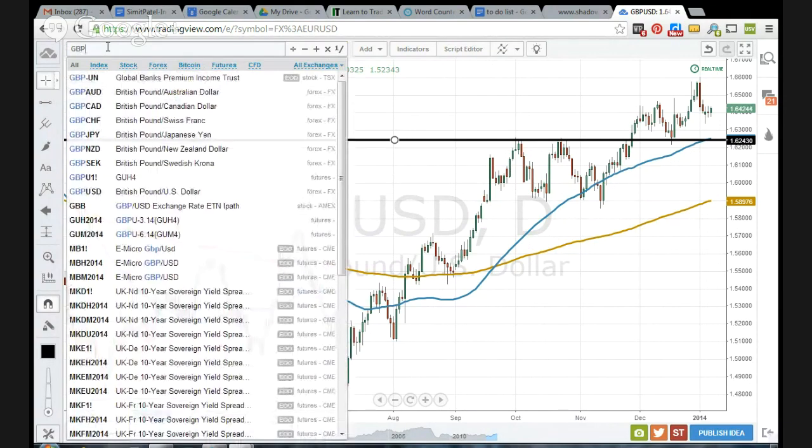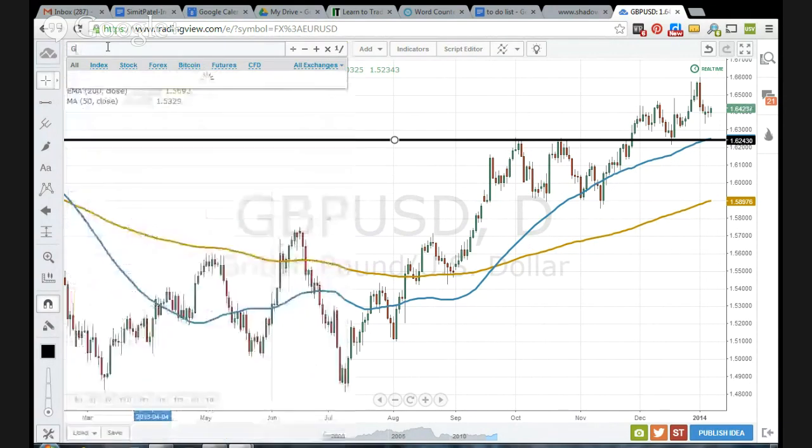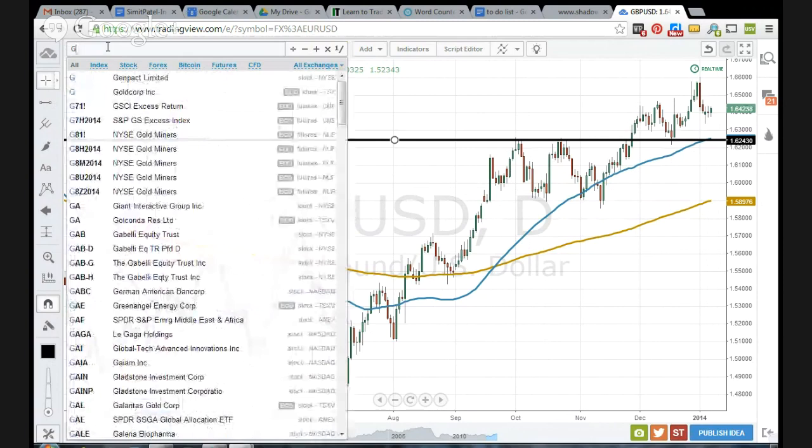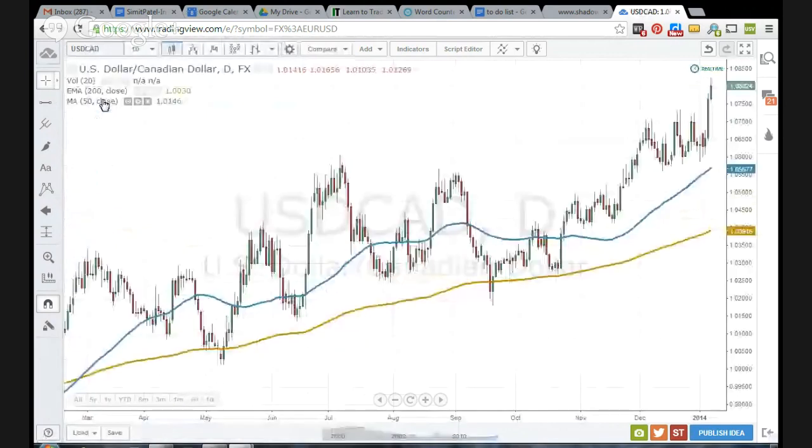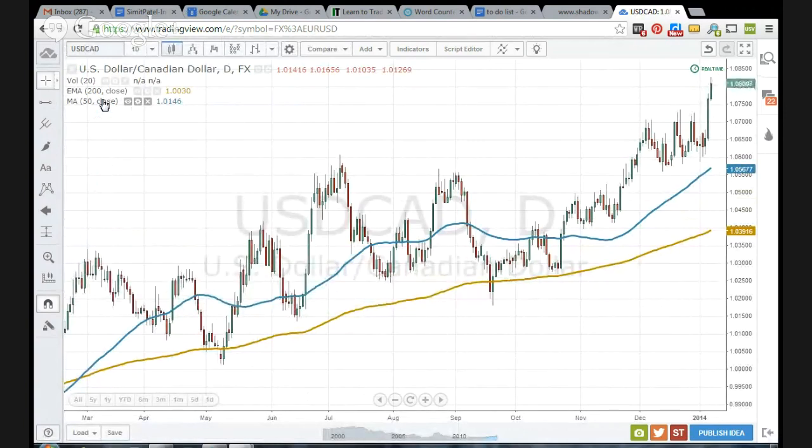Okay. That goes through our pound trades. Let's go down to the US dollar now. Dollar Canada. Man, look at that. Okay, so it would have been nice to get filled.